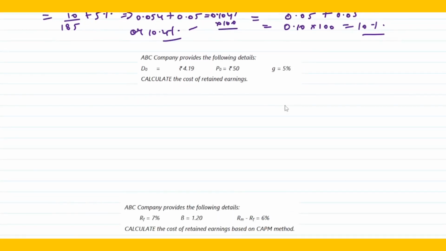ABC company provides the following details. It says D0 is 4.19. Please concentrate, it says D0. So it is giving you D0, but whenever we calculate something, we need D1. The P0 is given as rupees 50 and the growth is 5%. Never calculate the cost of retained earnings or the equity capital with D0, because we always need the dividend at the end of the first year. So technically we should calculate D1 first. How do you calculate D1? D1 is basically D0 plus the growth rate. D0 is 4.19 plus the growth rate of 5%.